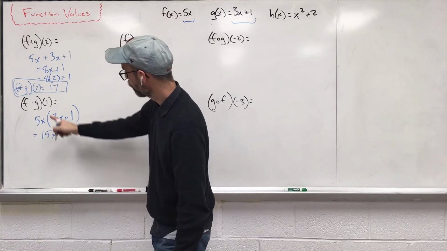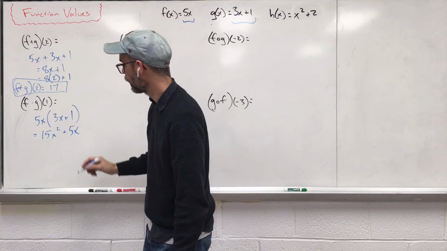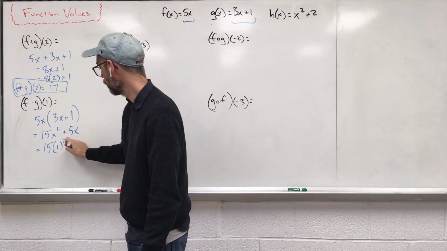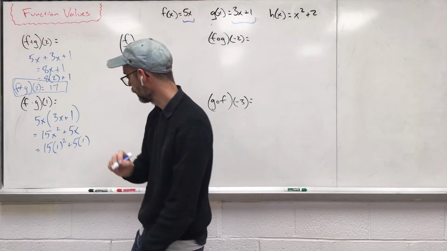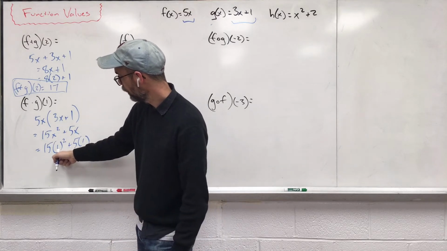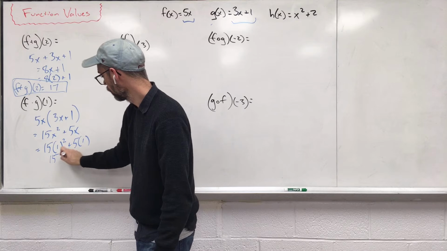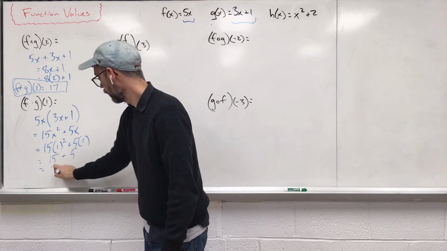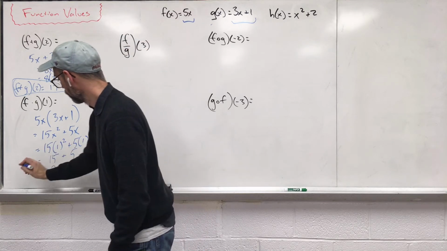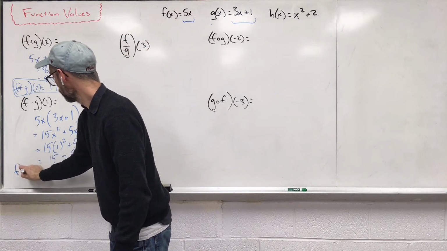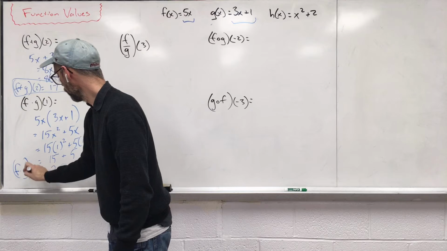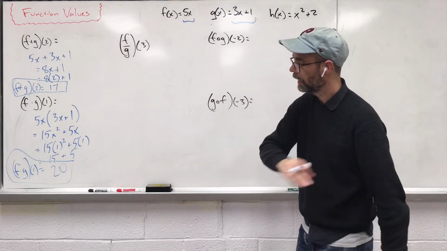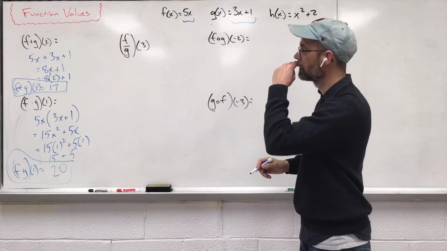Now, everywhere we see an x, I need to put a 1, so let's redo this. 15 times 1 squared plus 5 times 1. That's going to give us 15 times 1 is 15, and 5 times 1 gives me 5. I get 20. So f times g of 1 equals 20. When I plug 1 in, I get 20 when I multiply those two together.